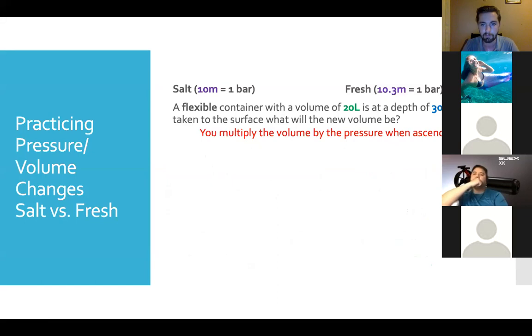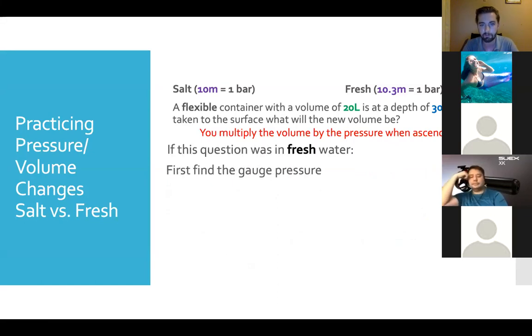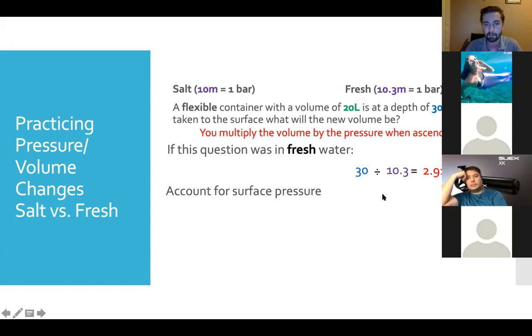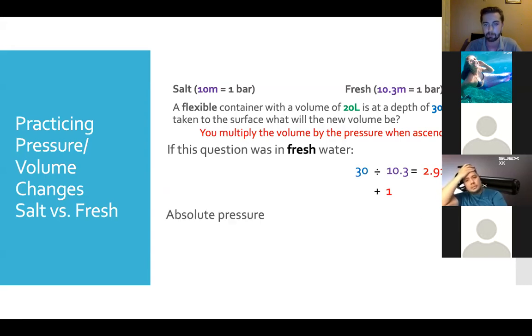So once again, we're gonna multiply the volume by the pressure, and this is in fresh water this time. So for finding the gauge pressure, it's gonna be 30 divided by, and now it's 10.3. Okay, so now we start getting into our decimals and our less fun numbers. And we've got 2.91 now. Okay, we account for the surface pressure again. Remember, that is not affected by the conversion factor. Our absolute pressure is now 3.91.